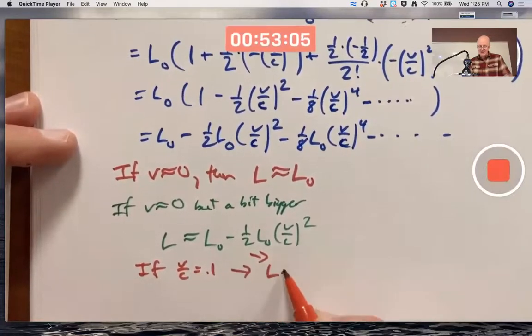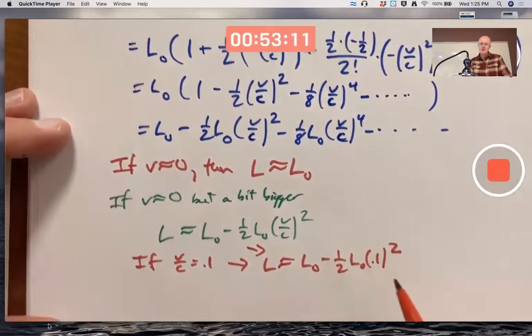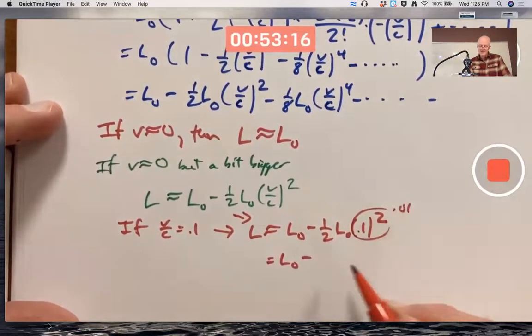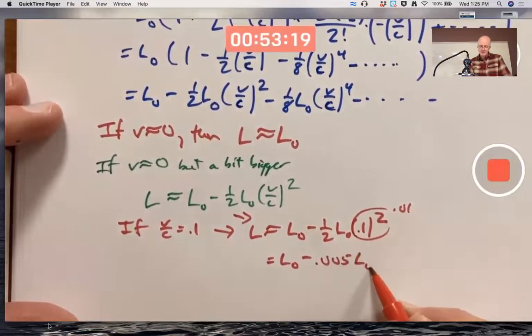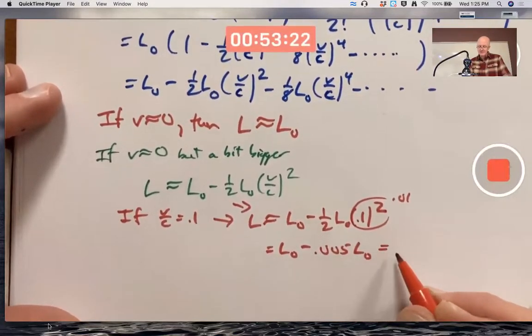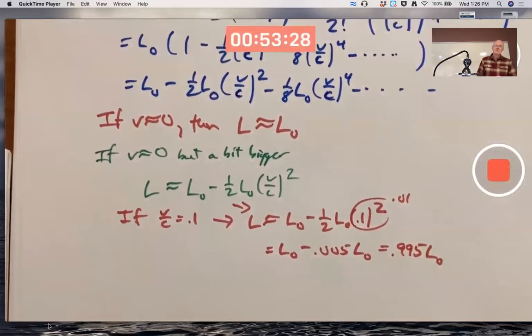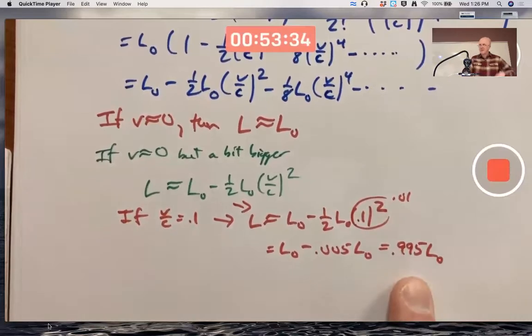this implies L is approximately L0 minus 1/2 L0 times 0.1 squared. That's L0 minus 0.1 squared is 0.01, and half of that is 0.005. This is telling you something useful. If you're going 10% of the speed of light, the length contraction is by about a factor of 0.5%. The observed length of an outside observer is 99.5% of your observed length if you're actually in the spaceship. That's a typical way this might be used.